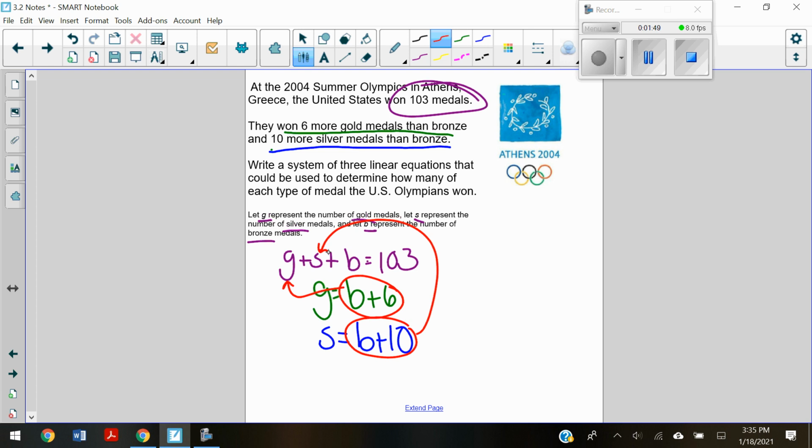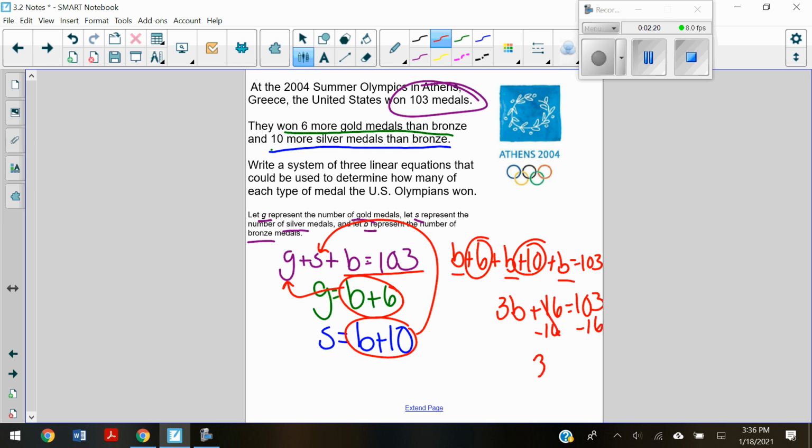So I have G, so instead of G, I'm going to put B plus 6. And instead of S, I'm going to put B plus 10. And then I just carry right on with the rest of this. Plus B equals 103. So now I want to look for like terms. I have 3 B's, and I have a 6 and a 10, so plus 16 equals 103. So I want to go ahead and solve for B. So start off by subtracting 16 to both sides.